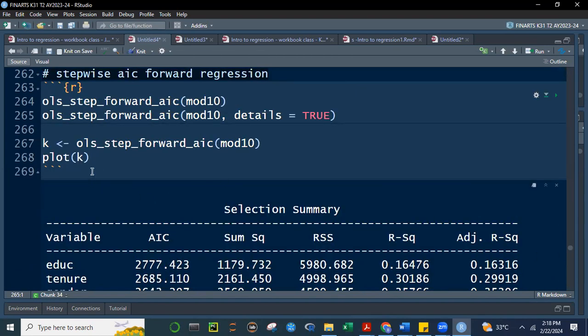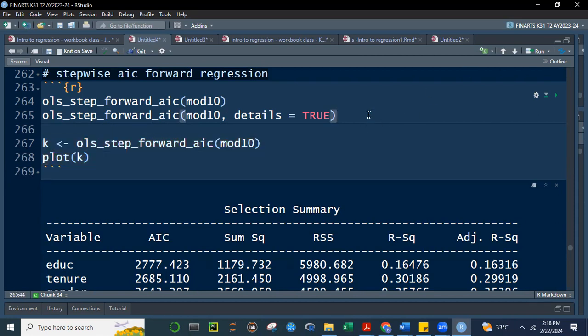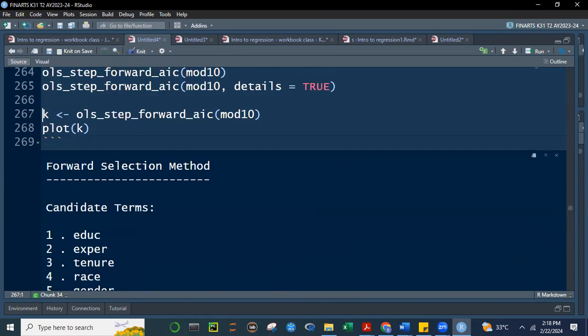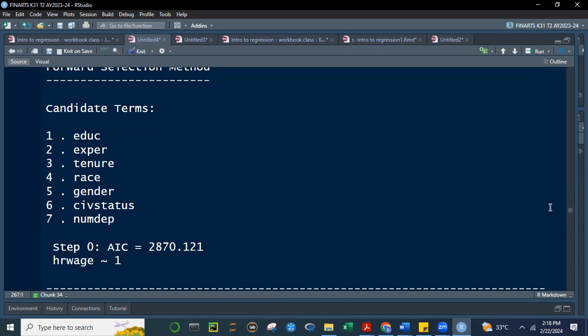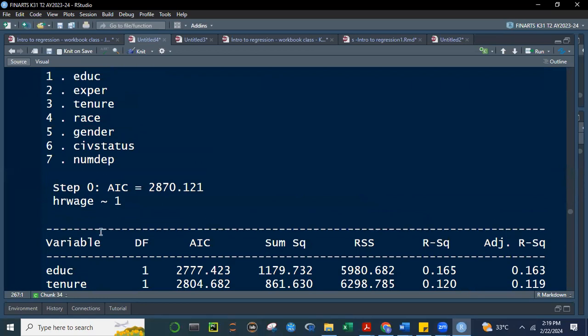Okay? So if we plot, class, ito, if you run this, medyo mahaba nga lang yun. But anyway, I'll end here, class. Yung pag ipapasama natin details, ito actually nangyayari, class, sa forward selection. So ito yung mga candidates natin. Initially, class, yung model natin, hourly wage regressed on its average. Ito lang yung model natin, associated with one means, ito, class, yung average niya.